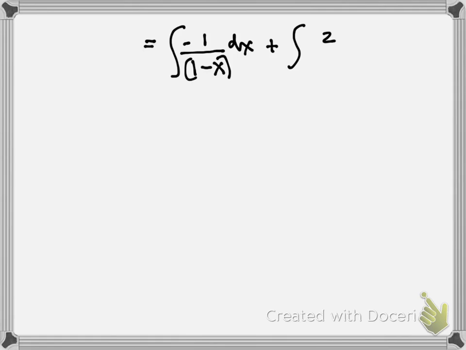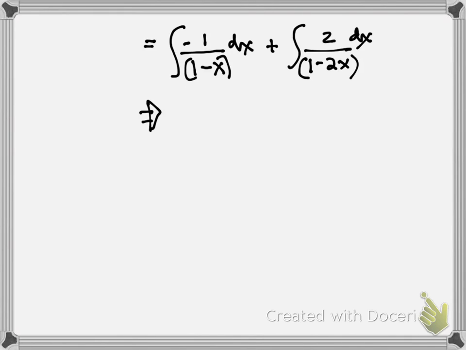So my right side will now become, after we put in the values of a and b, negative 1 over 1 minus x, dx, plus positive 2 over 1 minus 2x. Okay. Using u substitution, we can now solve this.